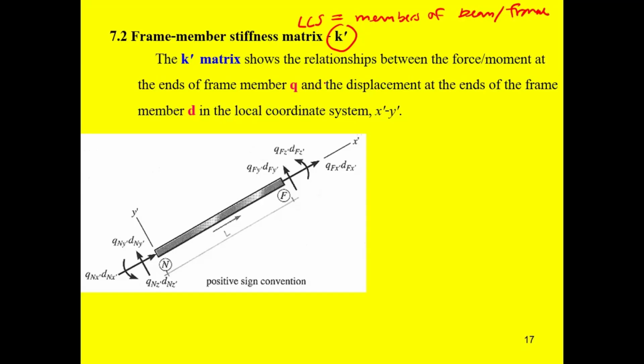This one is in the local coordinate system. That means if we have the member, we will have this one in the x prime direction, and we have this one in the y prime direction. This is the coordinate for the member of the beam and the truss. Now, in the local coordinate system, we are talking about the internal forces and moment and the internal deformation. What do we have for the internal forces and internal moment of the beam and the frame?